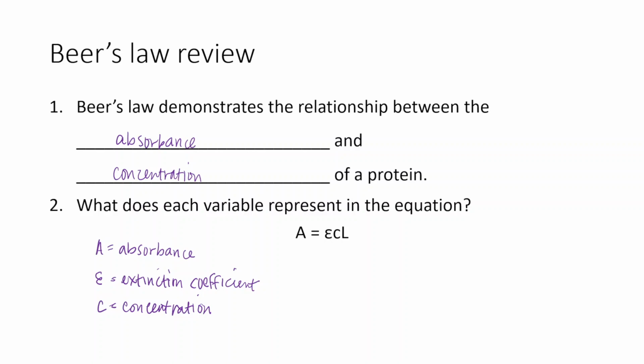Anybody got L? Length, right? It is length, yes. So L refers to the path length, and that's the distance light is traveling inside the little cuvette where you have your sample. It's usually 1 centimeter. Cuvettes are usually standard sizes. That way they fit inside the little UV-vis machine, and they're usually 1 centimeter long. But not always, so check when you're doing this yourself. All right, any questions about Beer's law in general?